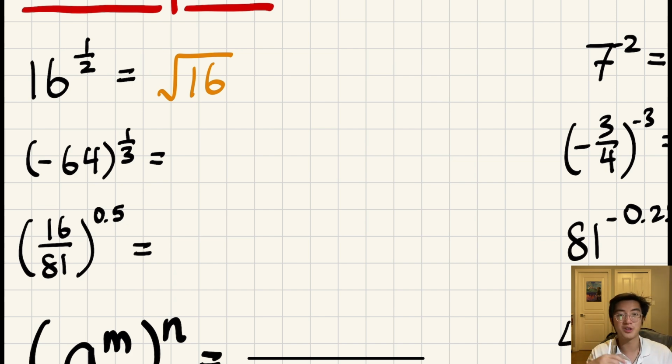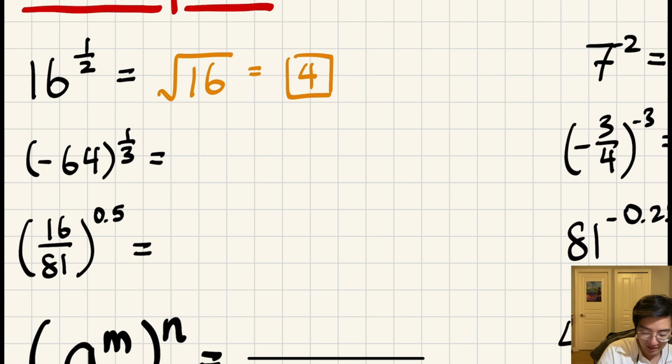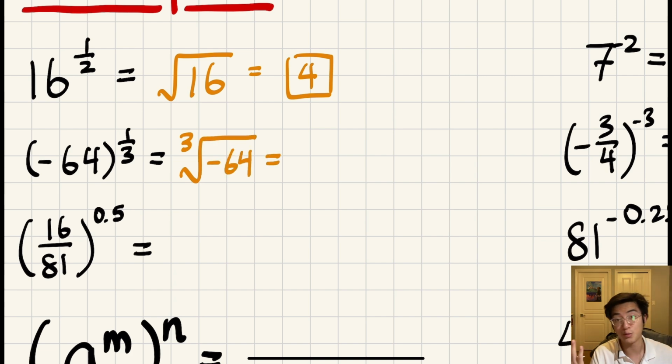If we just see a square root symbol, we'll just assume it's the square root. So what number multiplied by itself twice gets us 16? Well, it's 4. So 16 to the power of 1 over 2 is just the square root of 16, so 4. Okay, so now how about negative 64 to the power of 1 over 3? Once again, this is a fancy way of writing the cube root of negative 64. That's pretty much all it is.